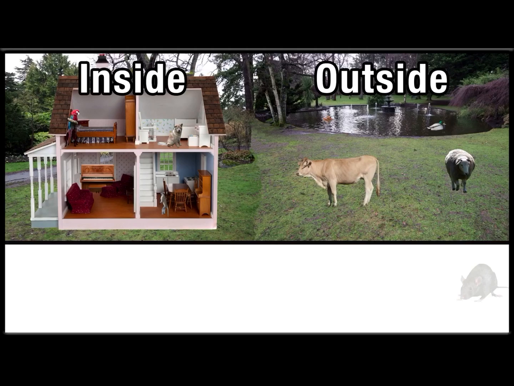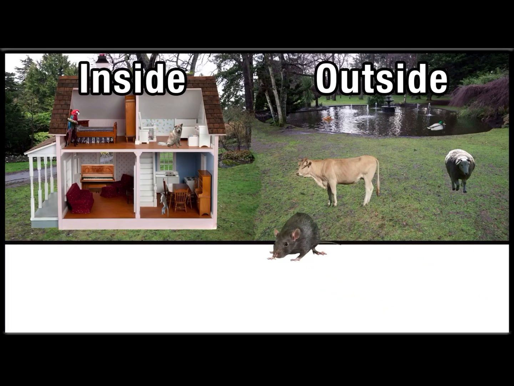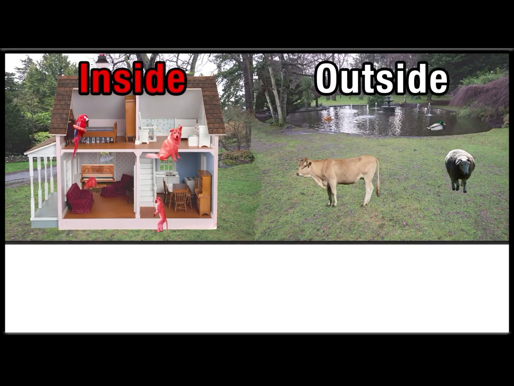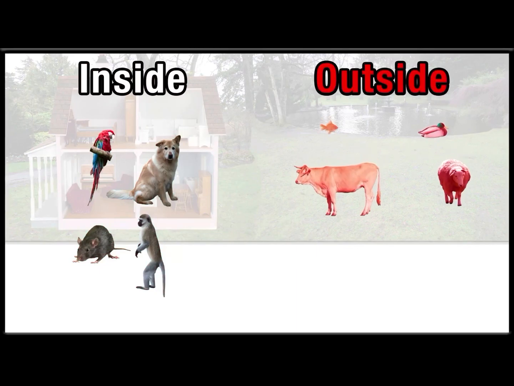Our last animal is the mouse. Does the mouse live inside or outside? That's right. The mouse lives inside. The mouse lives in the piano. Our animals started off in one whole group or set. We separated them into two groups. We have the animals that live inside and the animals that live outside.